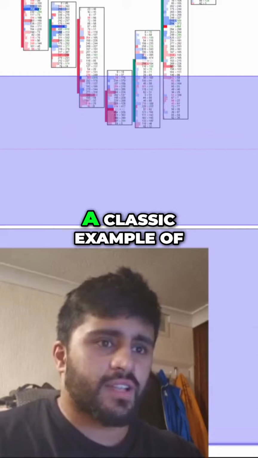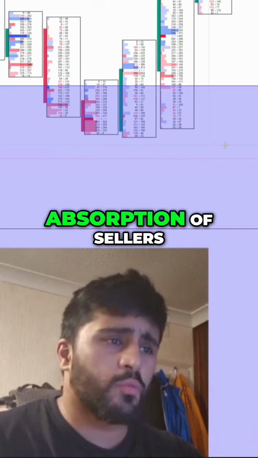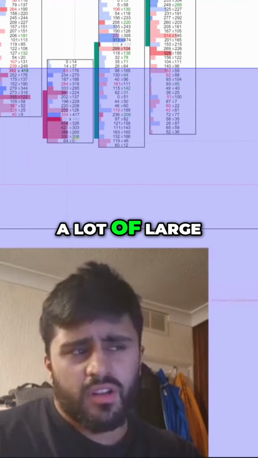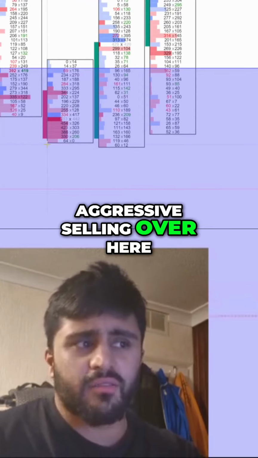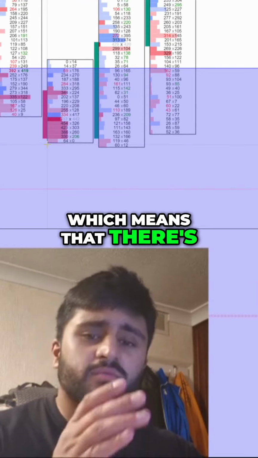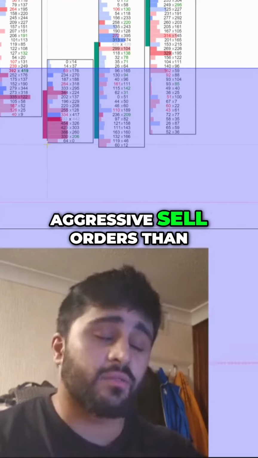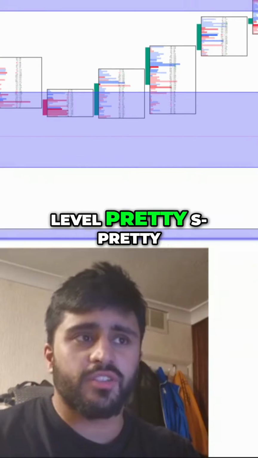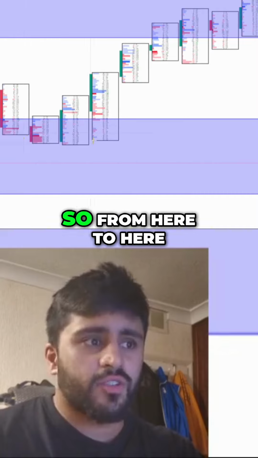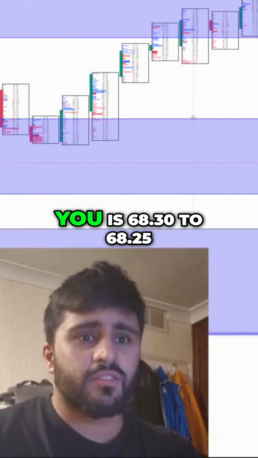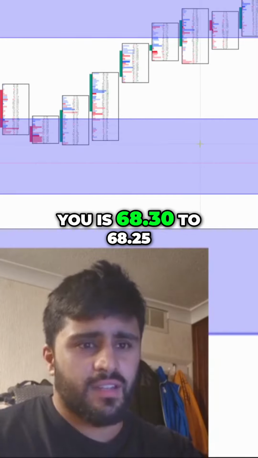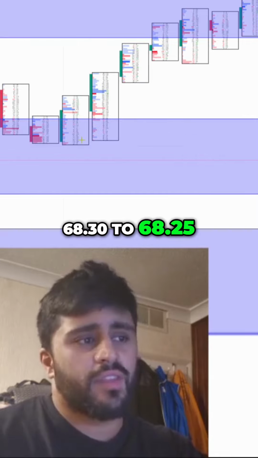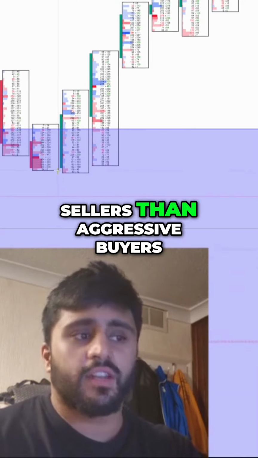So this here is a classic example of absorption of sellers, right? Think about this. If you have an absorption, a lot of large aggressive selling over here, right? Negative delta, which means that there's more sell orders, aggressive sell orders, than aggressive buy orders, right? But we were able to break above the level pretty aggressively as well. So from here to here, what that's telling you is 68.30 to 68.25, there are more aggressive sellers than aggressive buyers, right?